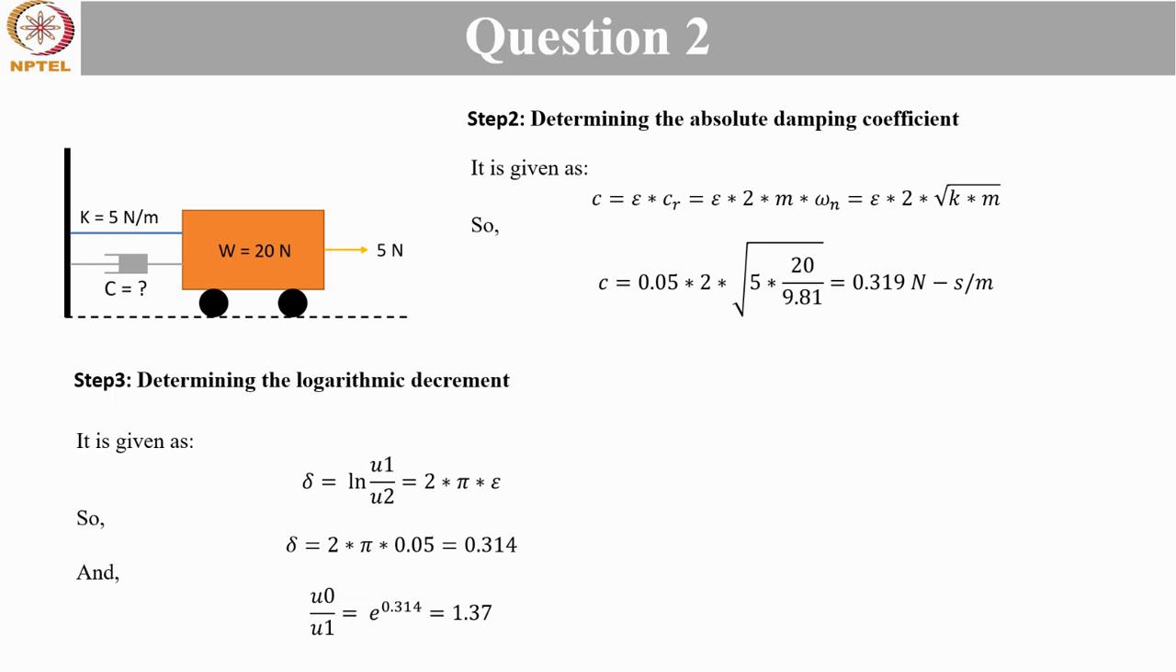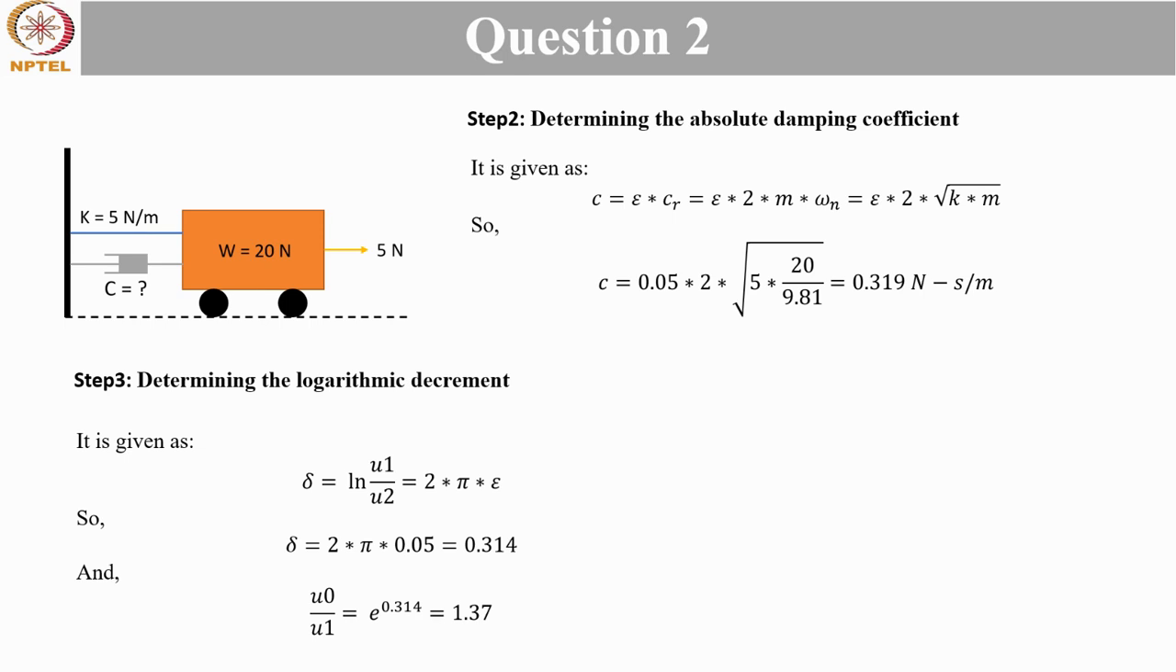And then using this relationship, we can also estimate the ratio of amplitudes as ln of u1 by u2, or u0 by u1. You can write anything, it should just be successive peaks. So u1 by u2 is also correct, u2 by u3 is also correct, u0 by u1 is also correct.